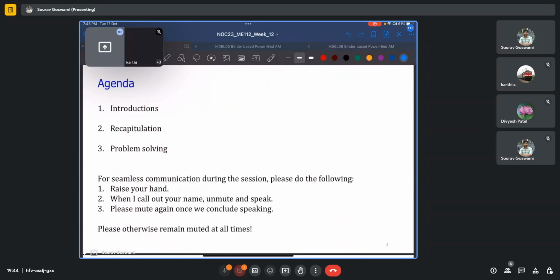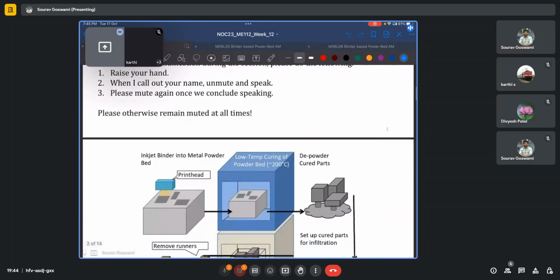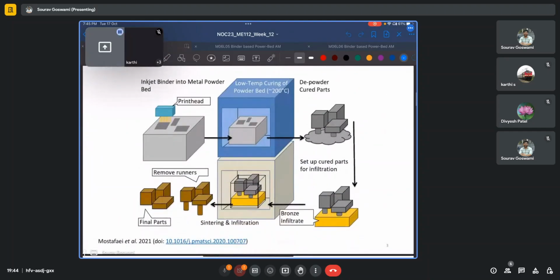So apart from Professor Kapil's lectures, I have also prepared some content on this binder-based powder bed AM process, and most of it is from this review article which I have cited here. It's by Mustafa et al. in 2021. It is published in Progress in Materials Science, which, as some of you might know, publishes very authoritative and complete reviews.